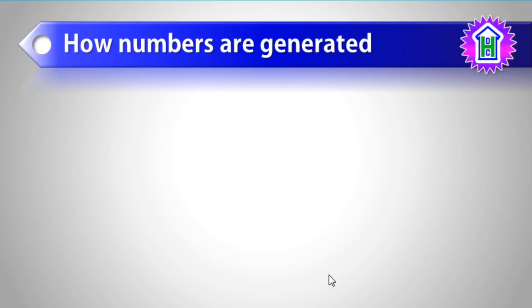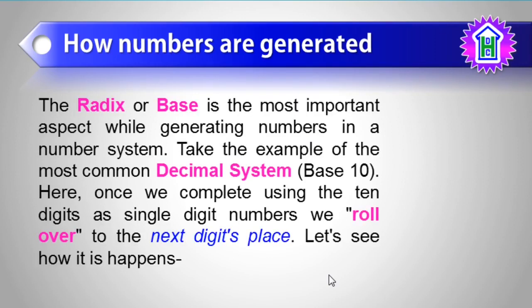So how numbers are generated in sequence in a number system, or how numbers are continuously generated. The radix or a base is the most important aspect while generating numbers in a number system. Take the example of the most common decimal system, which is a base 10 system, because we have 10 digits in this system. Here, once we complete using the 10 digits as single digit numbers, we roll over to the next digit's place. Let us see how it happens.